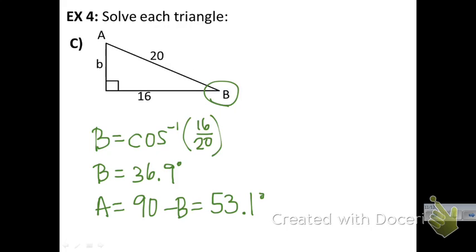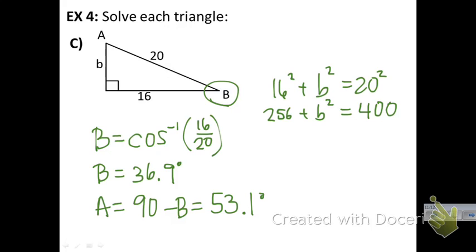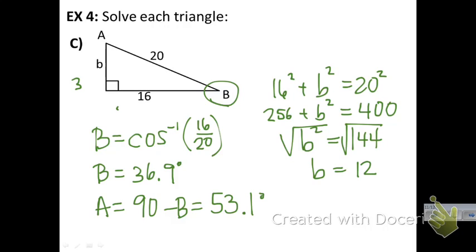And then the last thing we have to do is find B, so you'll take 16 squared plus B squared equals 20 squared. And 16 squared is 256. 20 squared is 400. And we'll subtract 256 from both sides, and you'll get B squared equals 144. Take the square root, and B equals 12. And some of you might have recognized that this was just a multiple of a 3, 4, 5 triangle. And if not, that's okay. You can still use the Pythagorean theorem, and it will help you find it.